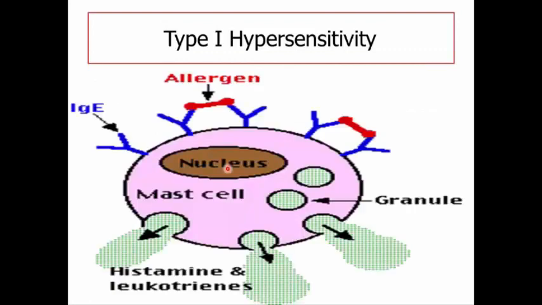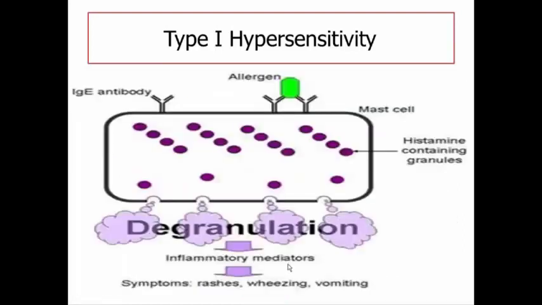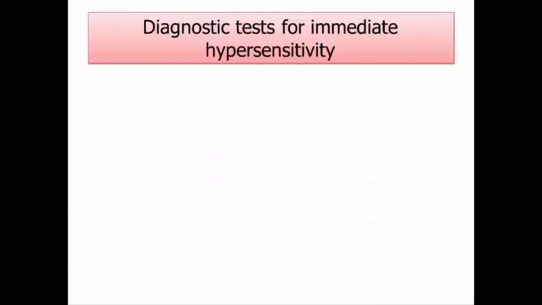This is another photo for the allergen and the release of mediators. And these are the mediators causing rash, wheezing, vomiting, and here the bronchial asthma due to bronchoconstriction.